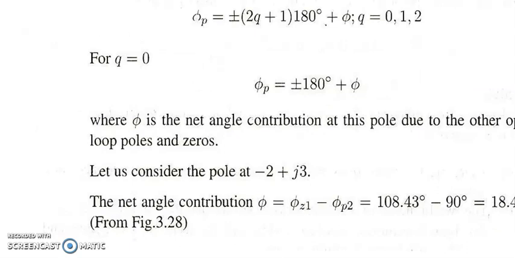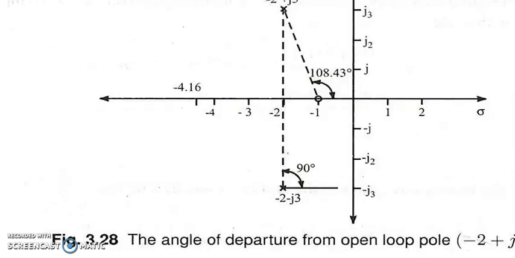The angle of departure from an open loop pole is given by phi p is equal to plus minus (2q plus 1) into 180 degrees. For q is equal to 0, phi p is equal to plus minus 180 degrees plus phi, where phi is the net angle contribution at this pole due to the other open loop poles and zeros. Now let us consider the pole at minus 2 plus 3j. The net angle contribution is 108.43 minus 90, which is 18.43 degrees.